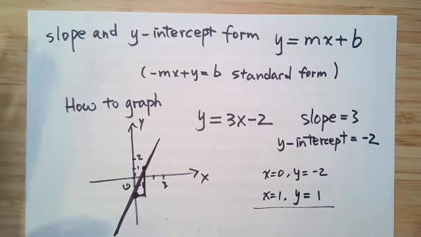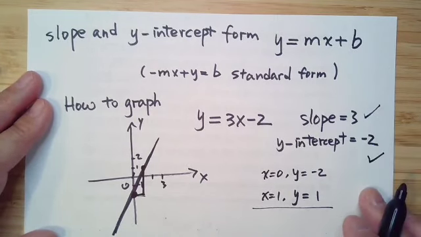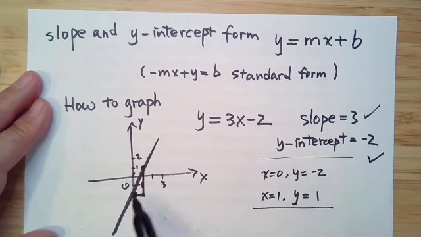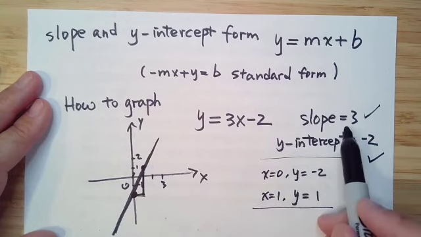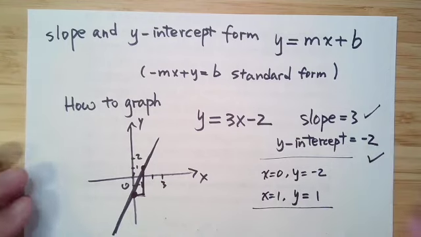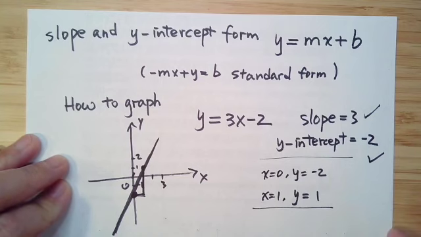If you're given the slope and the y-intercept, this means you already know 1 point. And with the slope, for the next point, when x goes up by 1, y should change by 3. So you already know that. Once you're given the slope and the y-intercept form, you should know how to graph this line.